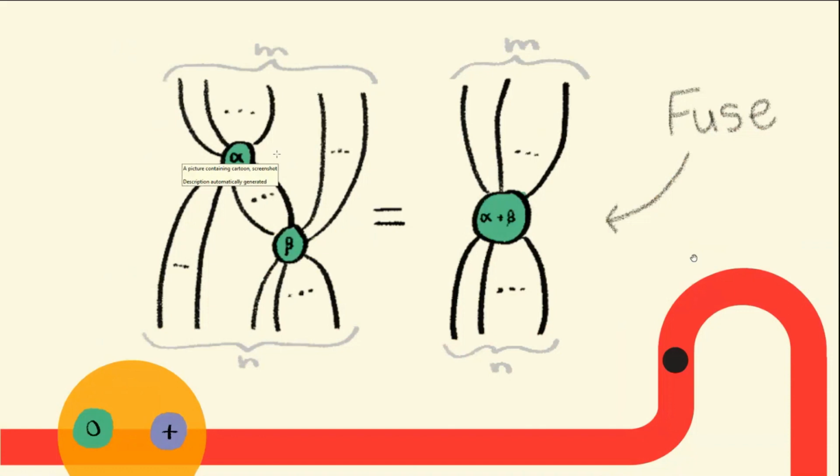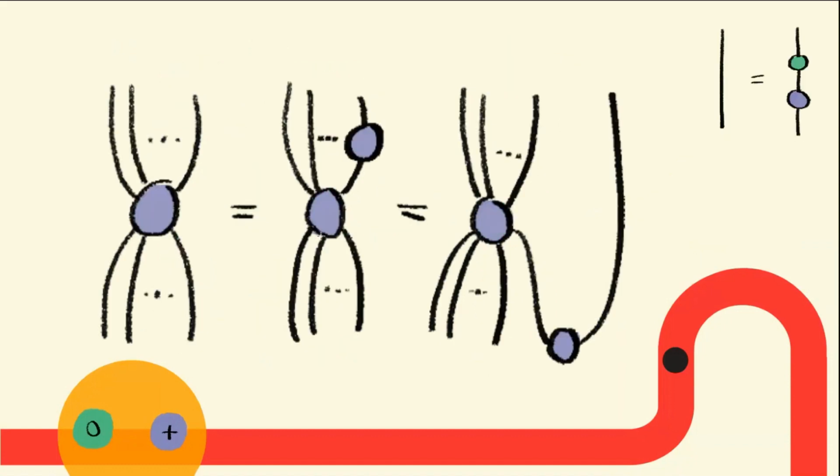So if you have two spiders of the same color, you can simply fuse them and their phases just get added up. And what's important here is that if you had n legs ingoing and m legs outgoing, you preserve that in your resultant spider. So whatever legs they shared are just absorbed into the body of the new spider, let's say. So that's the fusion rule. And this only works if the spiders are the same color. So if you have two green spiders or two purple spiders.